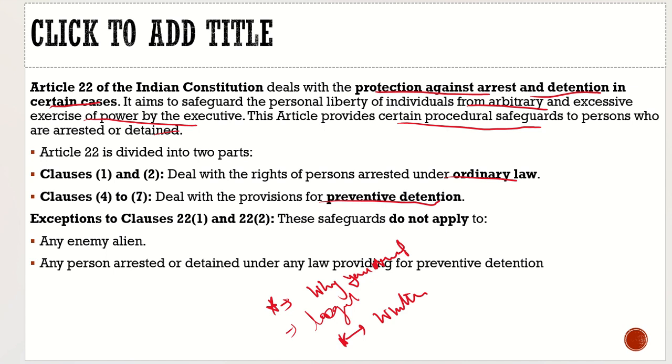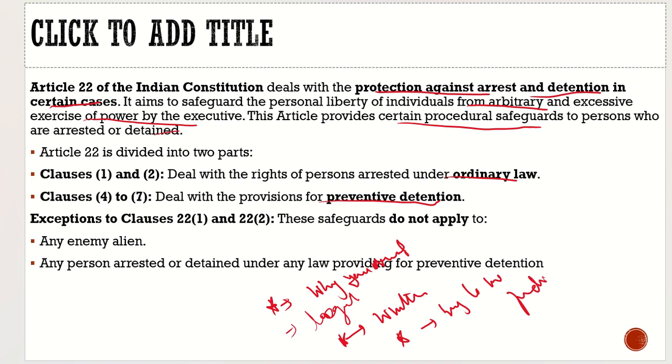And after that, when it is given in written form, it is mandatory for the authorities to bring you to the judicial magistrate within 24 hours.